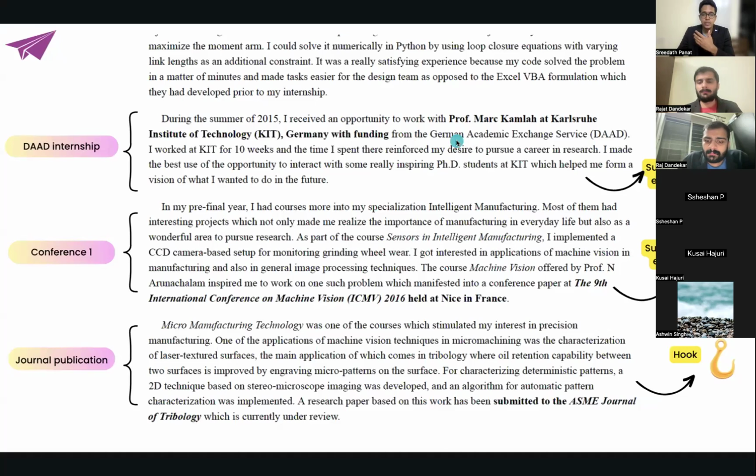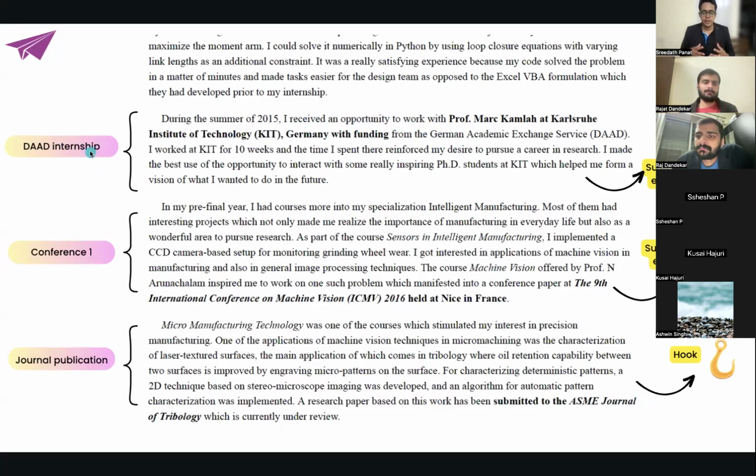And it also did not make sense to take an LOR from the professor because he had not met me that much. So I rather decided to take it, although he is the biggest name in that field, probably in the world, from an assistant professor at my university. So that was about this particular paragraph.